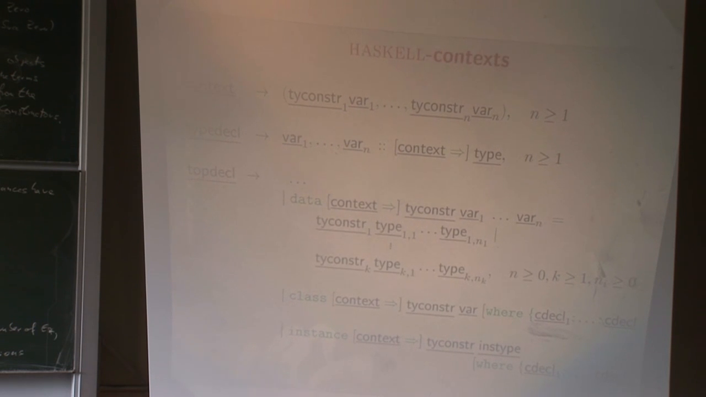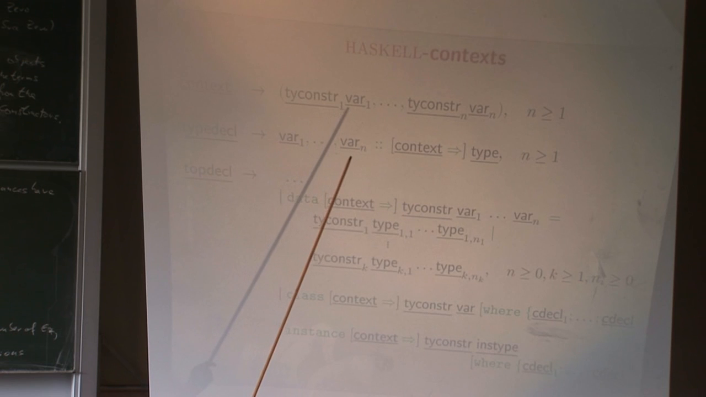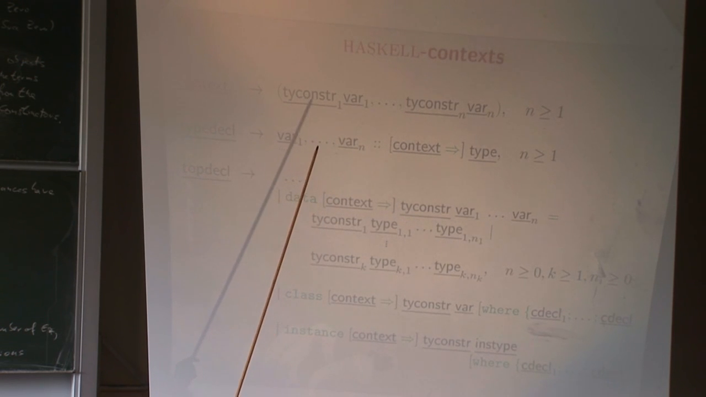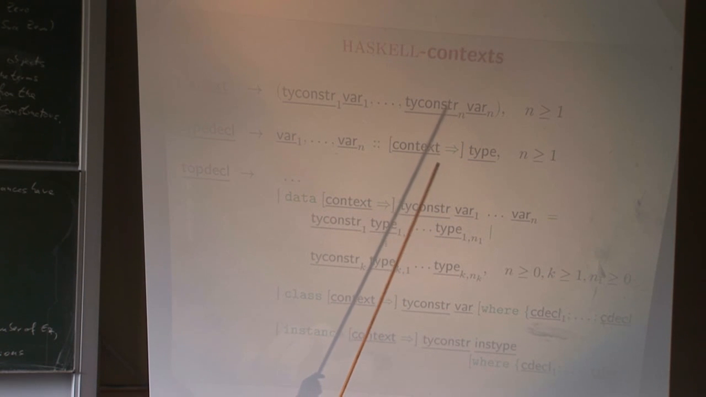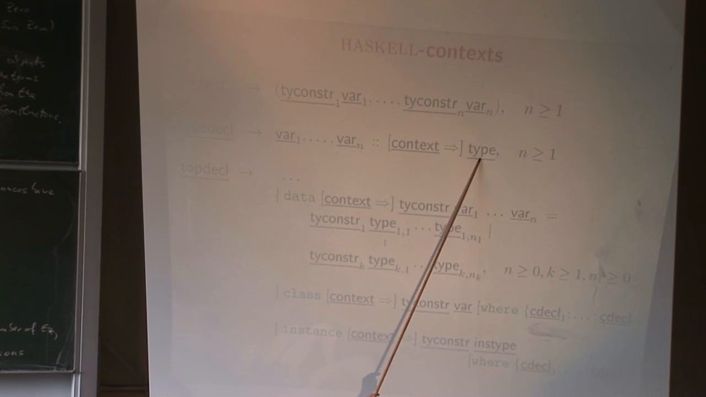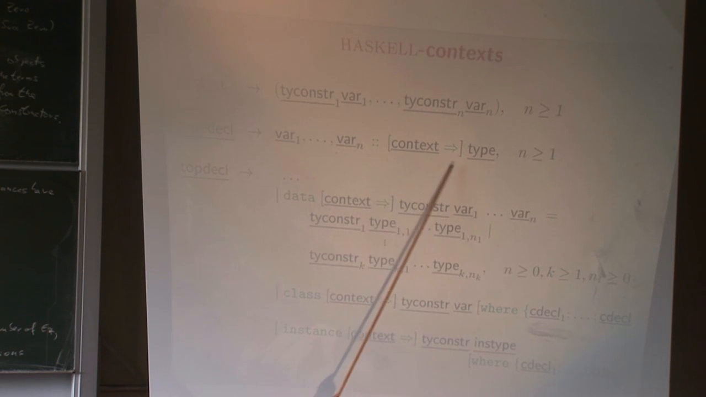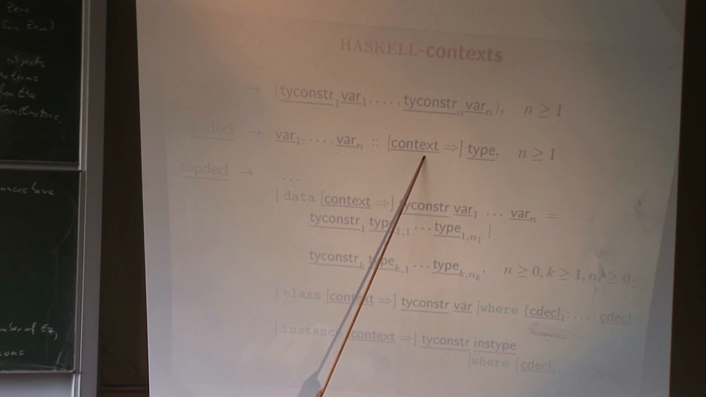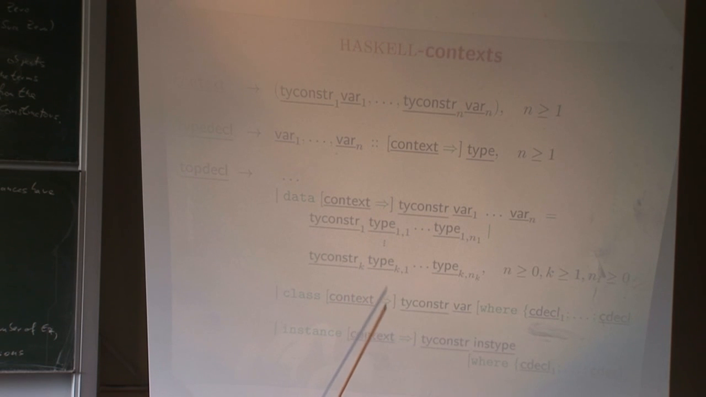So in general, contexts are written like this. The context says that variable 1, this type, must be a member of type class 1, and variable n must be a member of type class n. And then whenever we have types, we can add this context. So when we have a type declaration where we say these variables have this type, we can add this context, and the context says that those type variables which occur here may not be instantiated by arbitrary types, but just by the types from the respective type classes as given in this context. And we can use these contexts also in the declarations of new data types, and also in the declarations of type classes and of instances. Now, what is this good for?